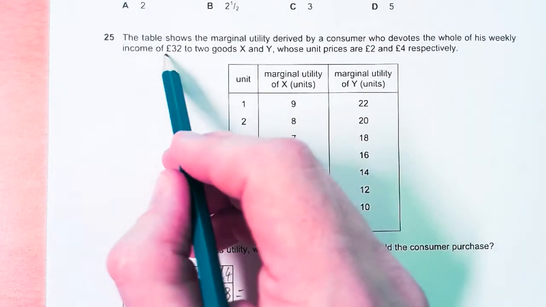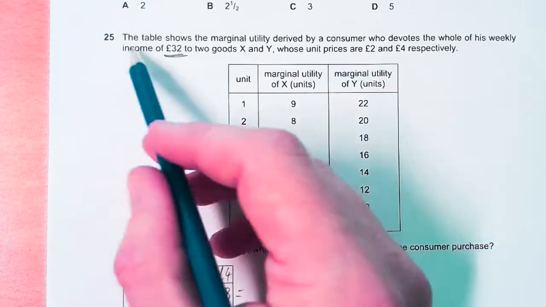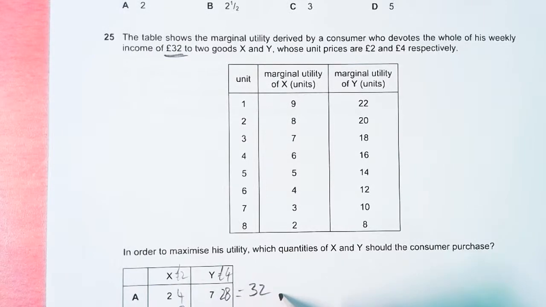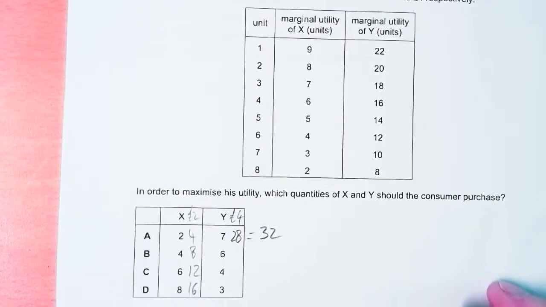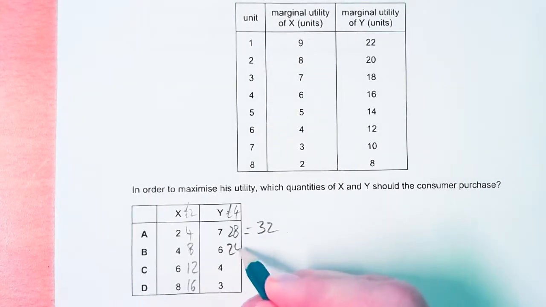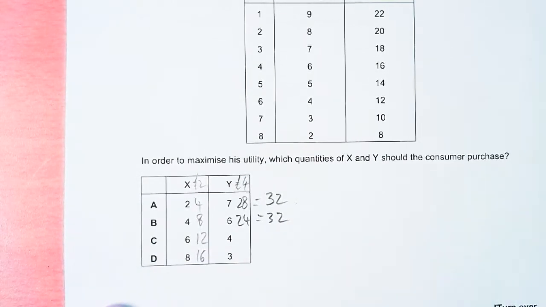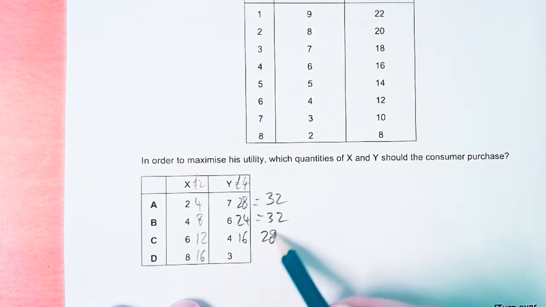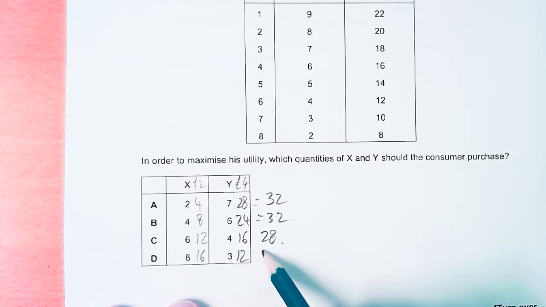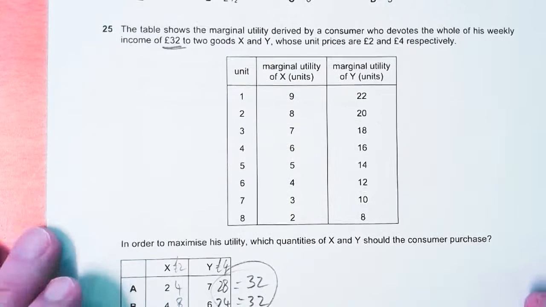Incidentally, going back to the question title, we've got to remember that they've got to spend £32, because they are spending the whole of his weekly income. So we can see that is 32. Let's come back down here. So we've got 24, so that again equals 32. Then we've got C and D. C would be 16, so this only equals 28, and then we've got just 12, and again we've got 28. So we know it's either A or B, so we now need to narrow that down further.